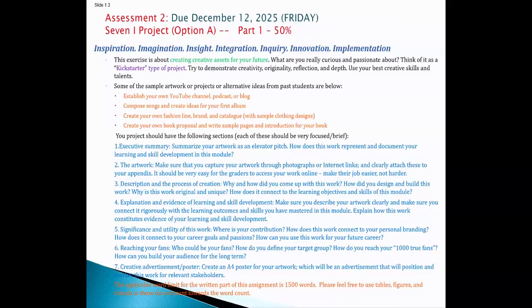This might be establishing your YouTube channel, podcast, Medium blog, or Substack newsletter. You can create music. You can create your own fashion line brand, clothing designs, book proposal, and write some pages, intro for your book. You can use AI for leverage. You can create your own AI leveraged products, digital products, all of these things. So make sure that you include the links to the actual things that you have created.